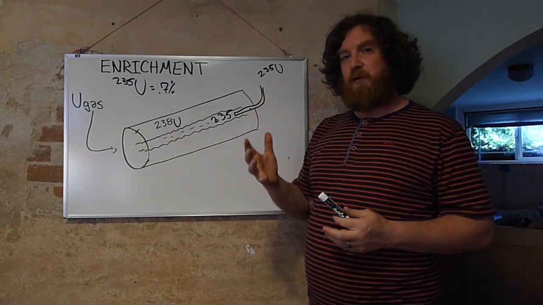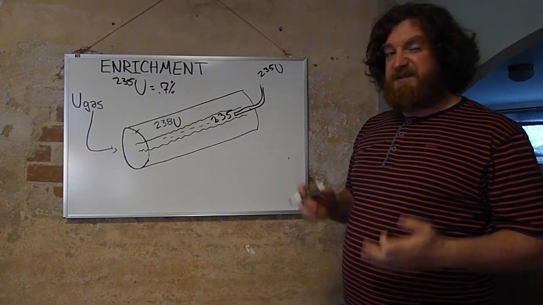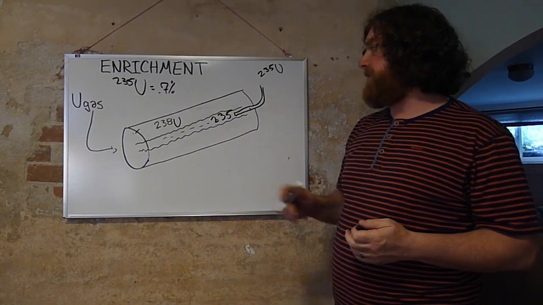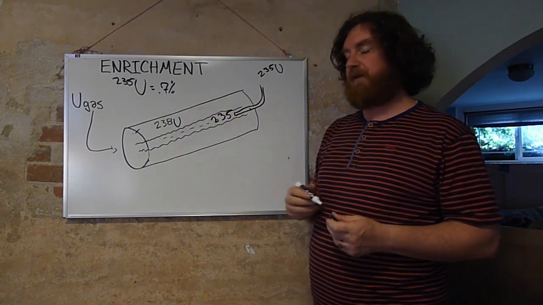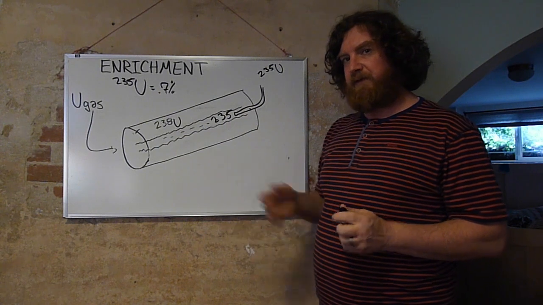To use it as a fuel, there are some minimum concentrations. Generally, it needs to be higher than about 3%, which, remember, initially it was at 0.7%. So generally about 3% for a fuel.